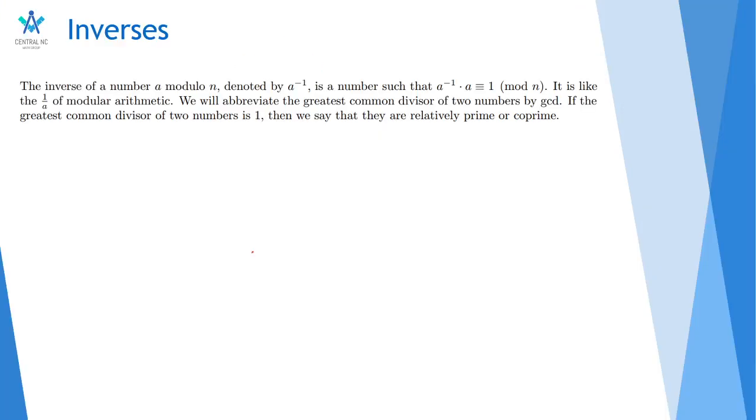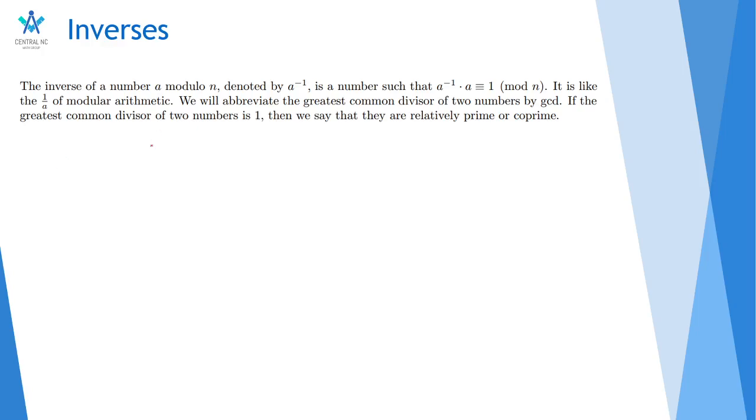All right, so what are inverses? The inverse of a number a modulo n is denoted a inverse, which is a to the negative 1 power, and is a number such that a to the negative 1 times a is congruent to 1 mod n.